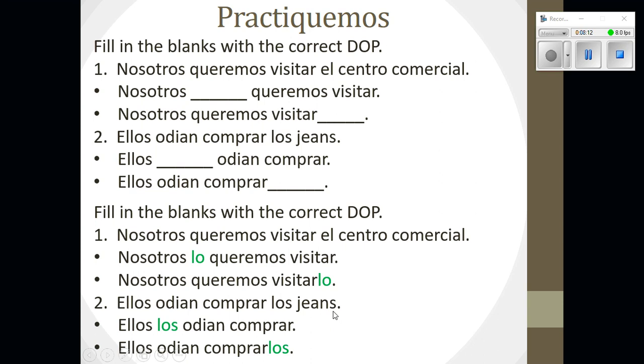Ellos odian comprar los jeans means they hate to buy jeans. So notice here, we put the direct object pronoun or the DOP for jeans before the conjugated verb, they hate. And then in this sentence, we attached it to the second verb or the infinitive, comprar. All right, so ellos los odian comprar or ellos odian comprarlos both mean they hate to buy them.